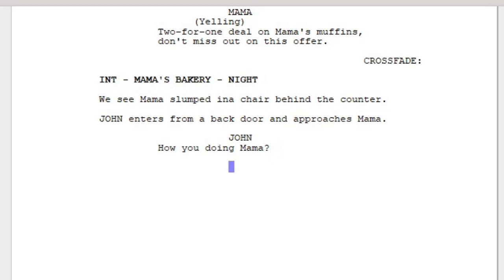But hopefully the context will let the actors know how to deliver these lines. We're going to go back to an action. And Mama's going to sniff to hold back some tears.